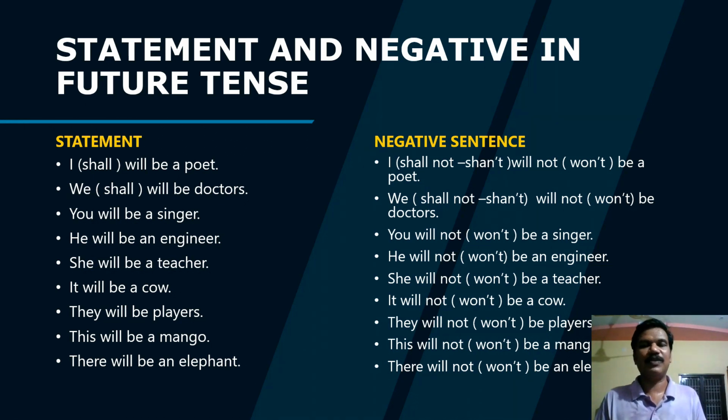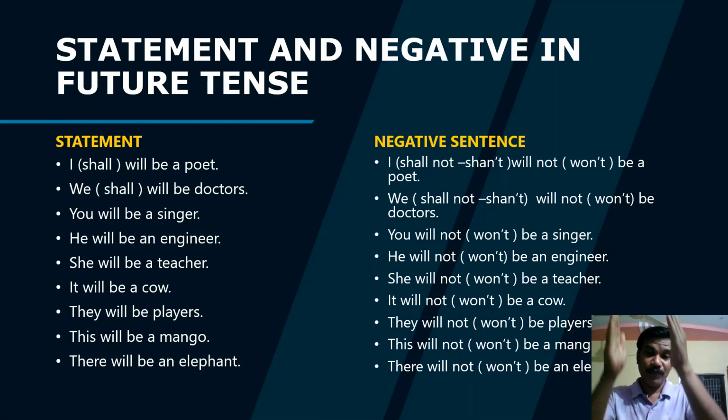Let's construct sentences with will. I will be a poet. This is a future tense. I will be a poet. We will be doctors. You can use shall also. We shall be doctors. Future, not present, not past. It's a future.